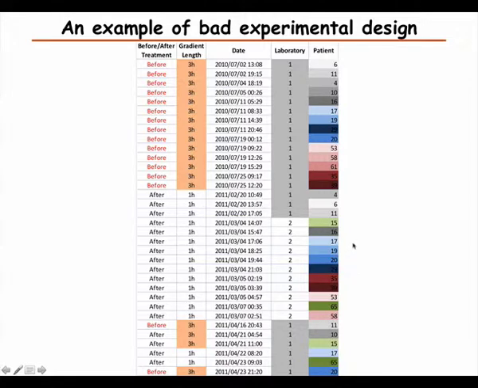So for example, here we have patient 35 before treatment, analyzed on a 3-hour gradient in laboratory 1. And then this is the same patient after treatment. That sample was analyzed in laboratory 2 using a 1-hour gradient. So this is actually a real-life example of someone that came to me with this data set to analyze.